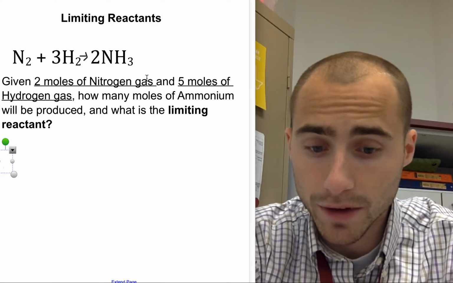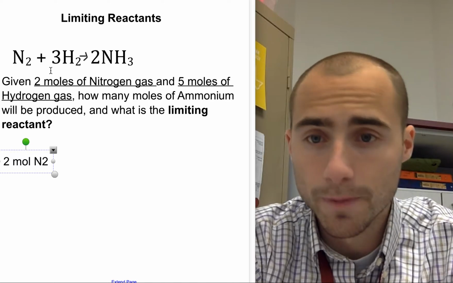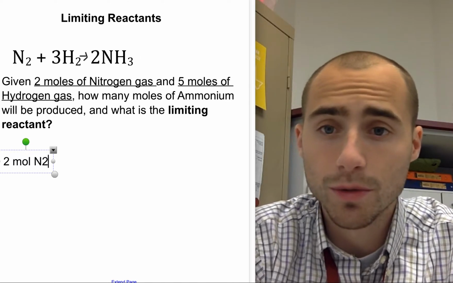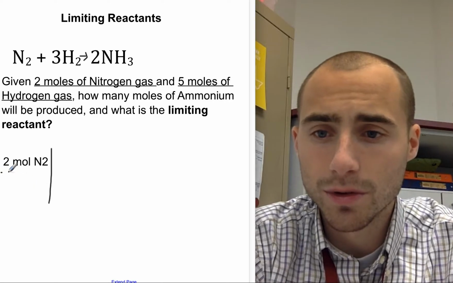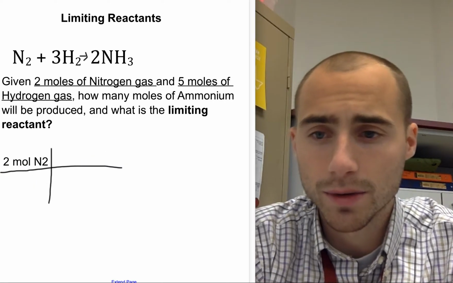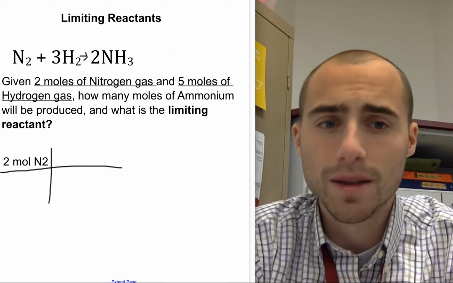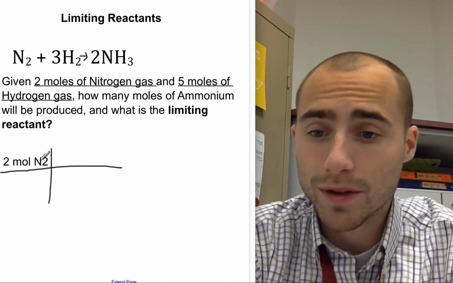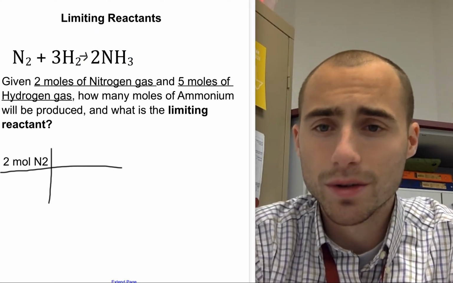So we are given 2 moles of nitrogen gas. That's N2. We are given 2 moles of N2. Got that from right here. And it wants us to turn that into moles of product. That's what it says in our step 2 right here, into moles of product. Well, what does that mean? What that means is we have to turn nitrogen gas into ammonia right here. Well, how are we going to do that?